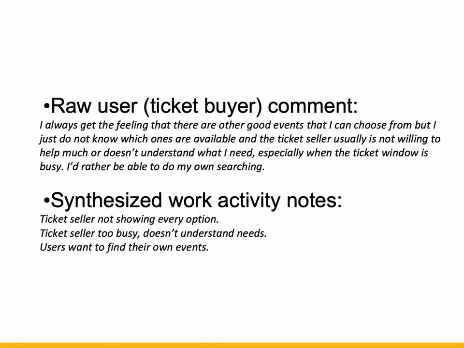Here's another example for you of a decent activity note. If the raw user says, I always get the feeling there are other good events that I can choose from, but I just don't know which ones are available, and the ticket seller is usually not willing to help much or doesn't understand what I need, especially when the ticket window is busy. I'd rather be able to do my own searching. Bingo, a lot to digest there. So how do we synthesize it? Ticket seller not showing every option, first problem. 2, seller too busy, doesn't understand needs. 3, user wants to find out events. I'm thinking kiosk if it's in the budget. But that is what we're talking about. We saw 3 problems in that comment, and we've nailed it to 3 sentences.